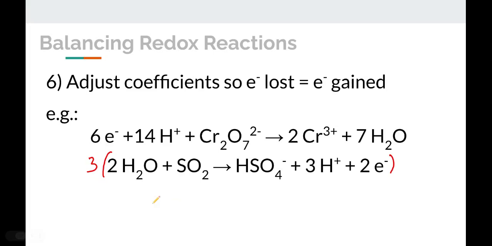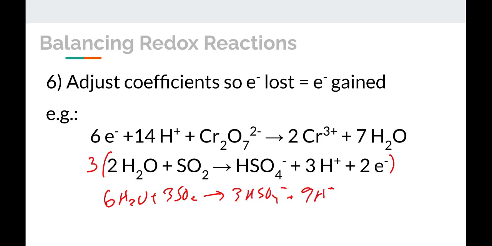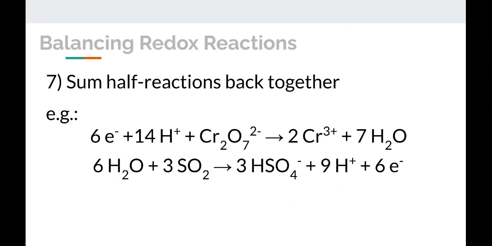So the second half reaction is going to now be 6 water, 3 SO2, on the other side 3 HSO4 minus, 9 H plus, 6 electrons. And now the electrons lost and gained are the same. Okay, now that we have that all adjusted, we're going to add our half reactions back together. Electrons cancel out, they always do, they should. And now we just add up what's left.